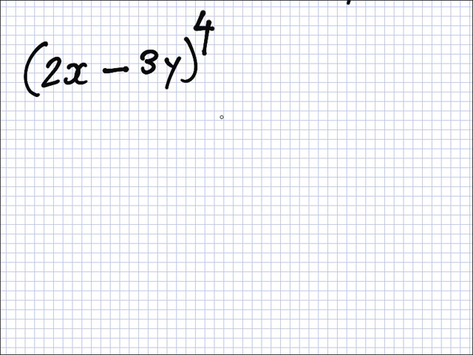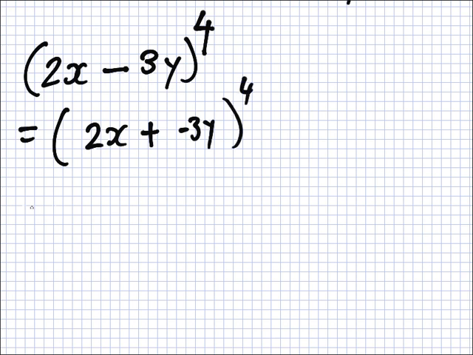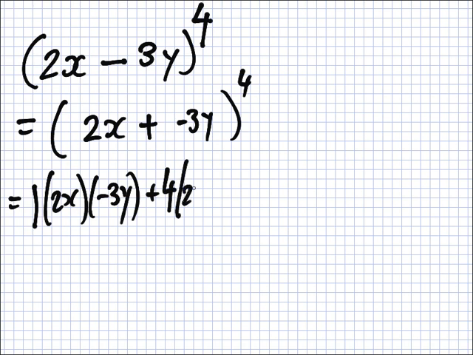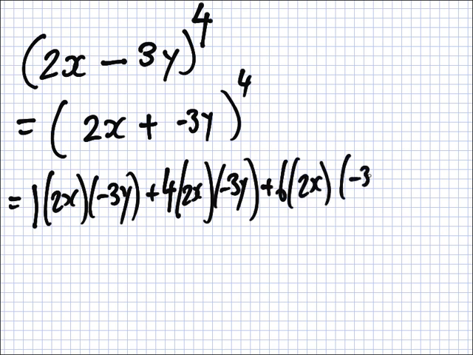Right. So did anyone figure out the trick here? I think what you should do is change this into first 2x plus minus 3y to the power 4. And what are the coefficients for 4? 1, 2x minus 3y plus 4, 2x minus 3y. What's next? 6. Plus 6, 2x minus 3y. You don't need me to write the rest, do you? You have the idea.